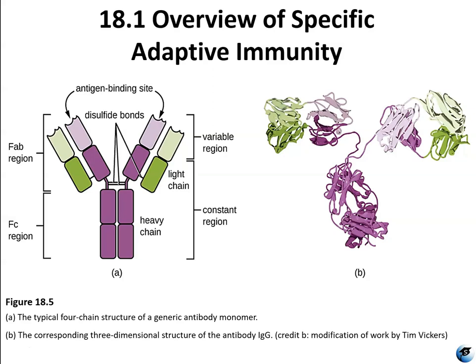In any one antibody, the variable sequences are identical on both of these tips. And the variable regions have different shapes. So the variable regions are what give antibodies their ability to stick to just about any antigen, and the rest of the Y is the constant region.